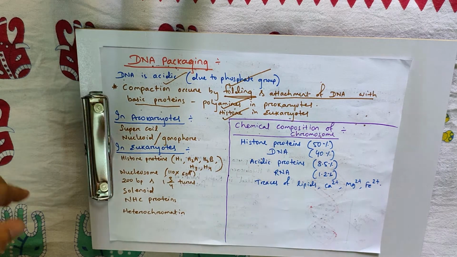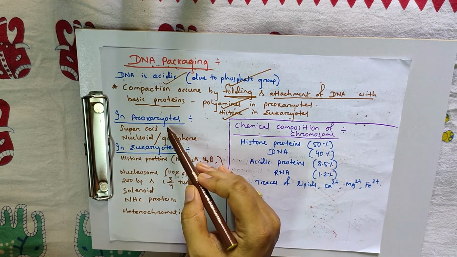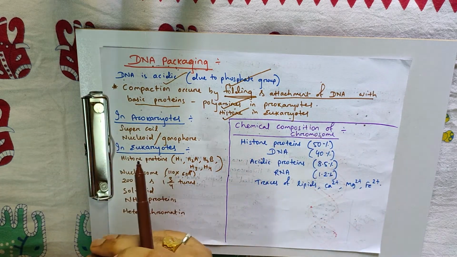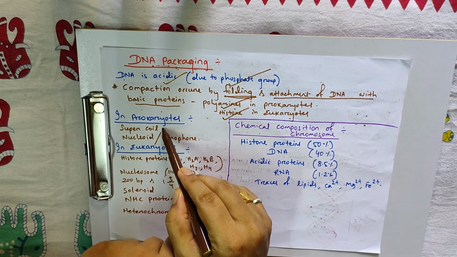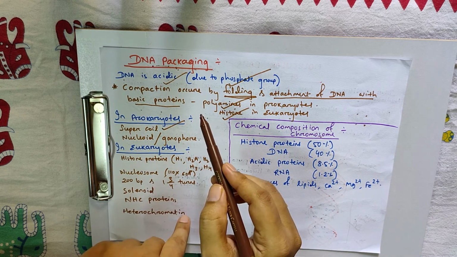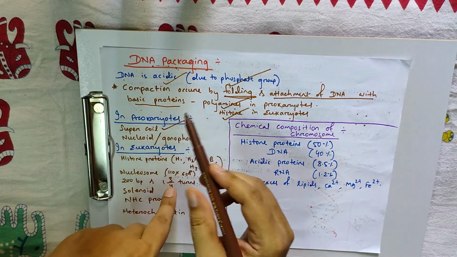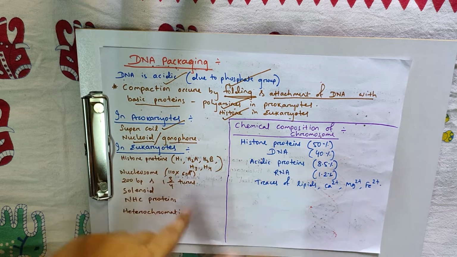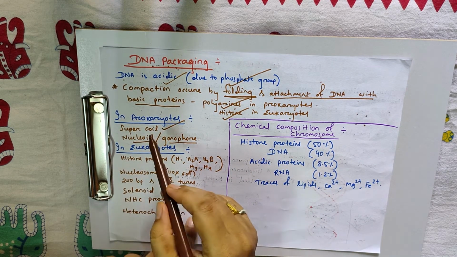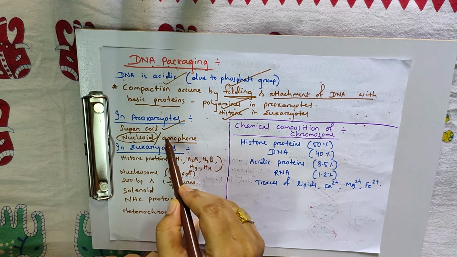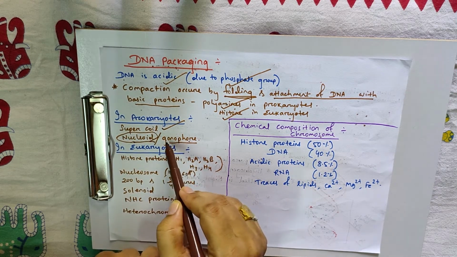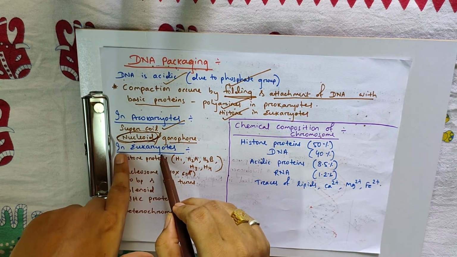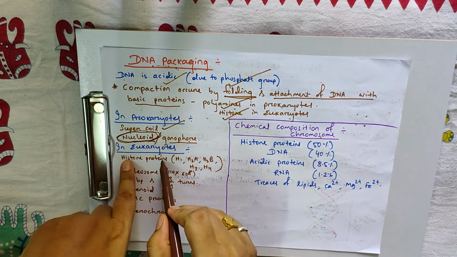In prokaryotes, these proteins, polyamines, combine with DNA and form supercoiled structures within the cytoplasm because the nucleus is absent here, and later it develops into the nucleoid or genophore. In most books it is mentioned as nucleoid. In some books it is genophore. Generally it is nucleoid.